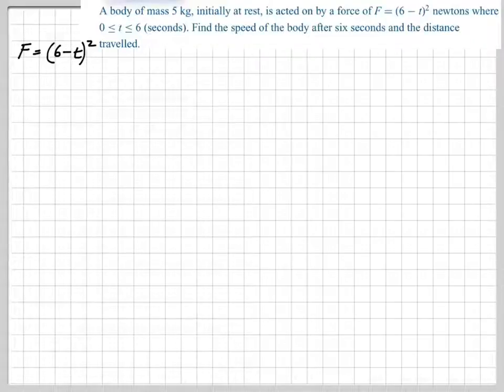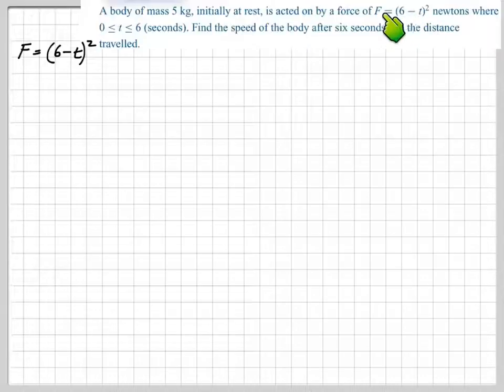We've got a body with mass 5 kilograms, initially at rest, acted on by a force F equals (6 minus t) all squared newtons, where t goes from 0 to 6 seconds. We're going to find the speed of the body, the speed, not the velocity, note, after 6 seconds and the distance travelled.